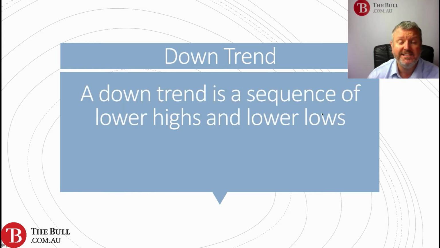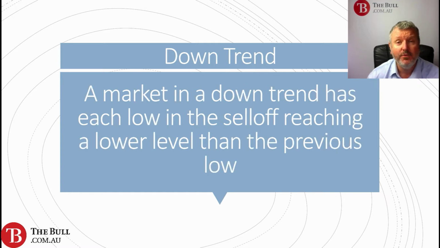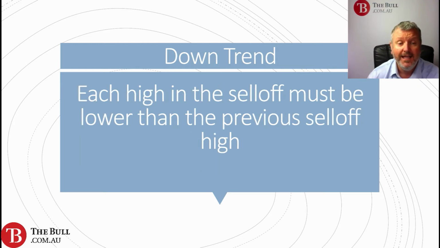A downtrend is a sequence of lower highs and lower lows. In a downtrend, price will sell off to a new low or a trough, then rally back to a new high or peak. A market that is in a downtrend has each low in the sell-off reaching a lower level than the previous low. Equally, each high in the sell-off must be lower than the previous sell-off high.